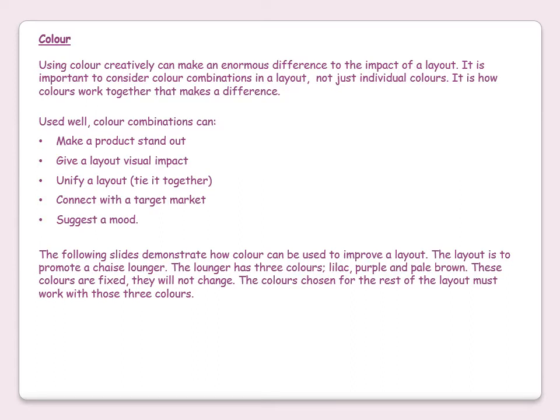The following slides demonstrate how colour can be used to improve a layout. The layout is to promote a chaise longue. The lounger has three colours: lilac, purple and pale brown. These colours are fixed, they will not change. The colours chosen for the rest of the layout must work with those three colours.